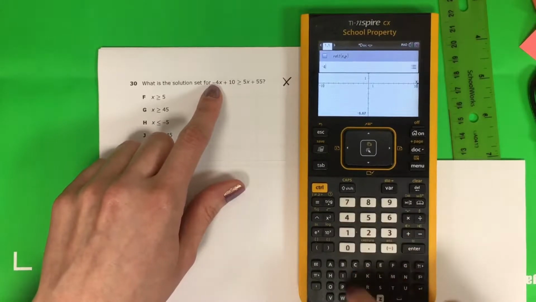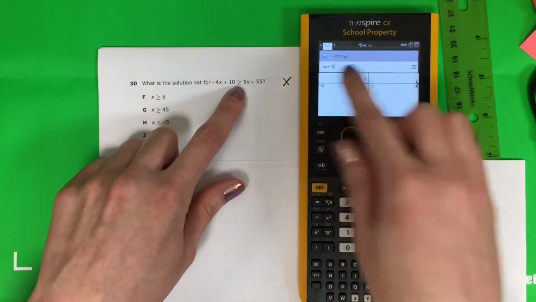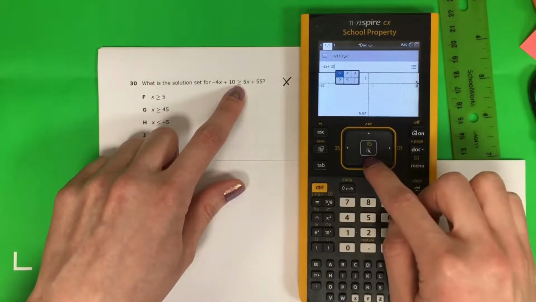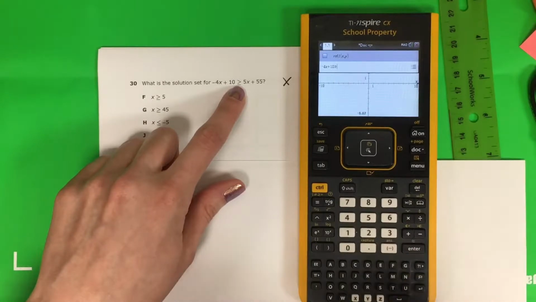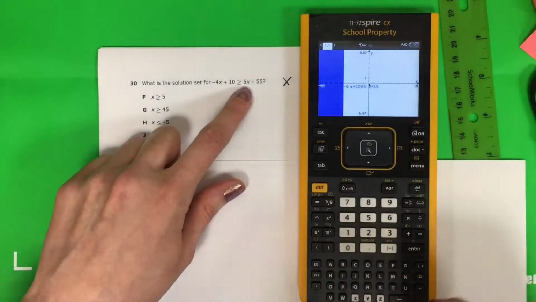So negative 4x plus 10 is greater than or equal. So greater than or equal is going to be control equal, and you get greater than or equal to here. 5x plus 55, enter. Okay, so I get a line.